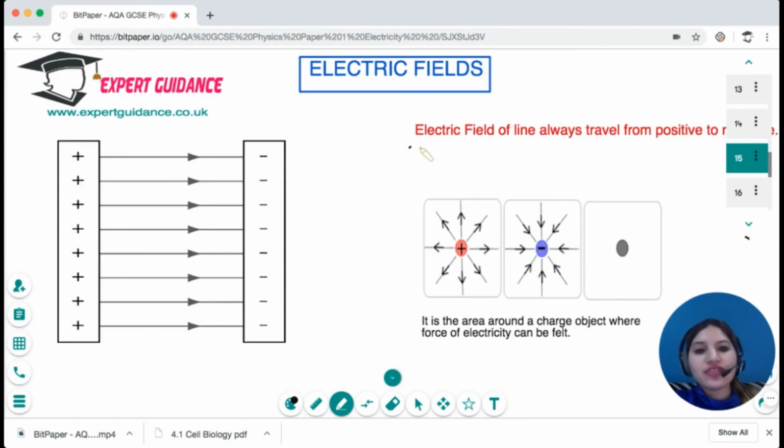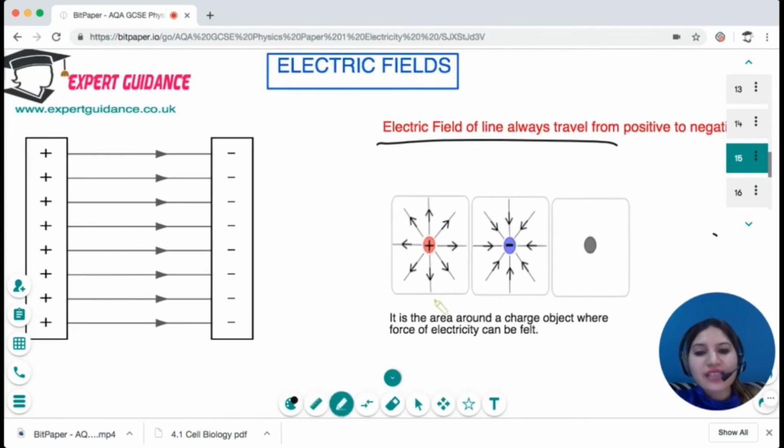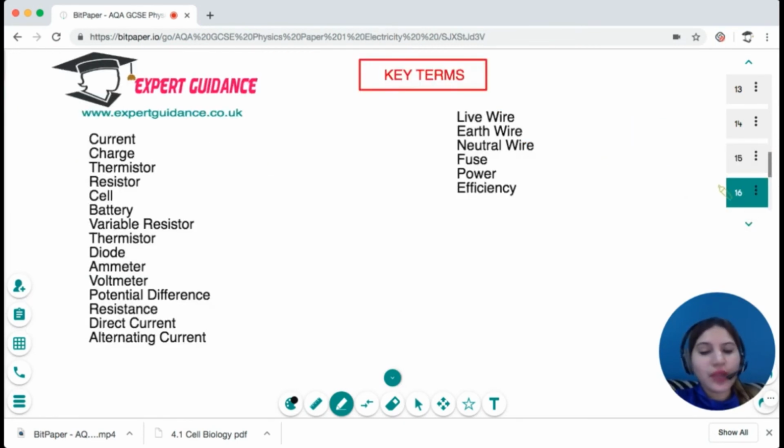Now, an electric field is a line which always travels from positive to negative. Around any charged object, there is a certain area where you can feel the force of the electricity, and that is known as an electric field. You should be able to draw these field lines. If there's a positive charge, they'll be directed away from the positive and directed towards the negative, and they always flow from positive to negative. Okay, I hope this topic is clear to you.